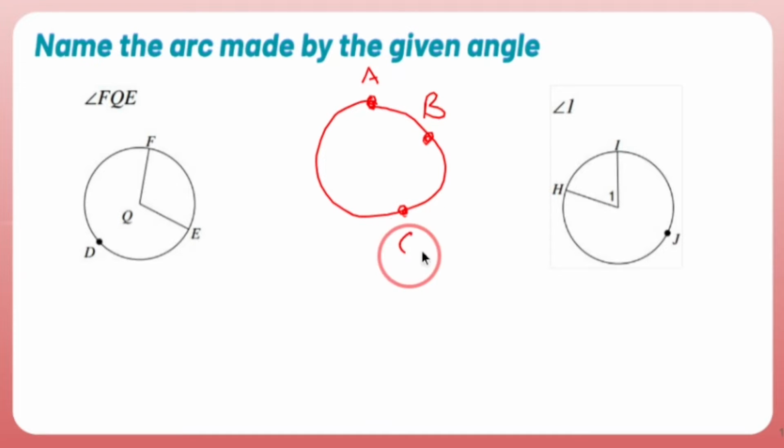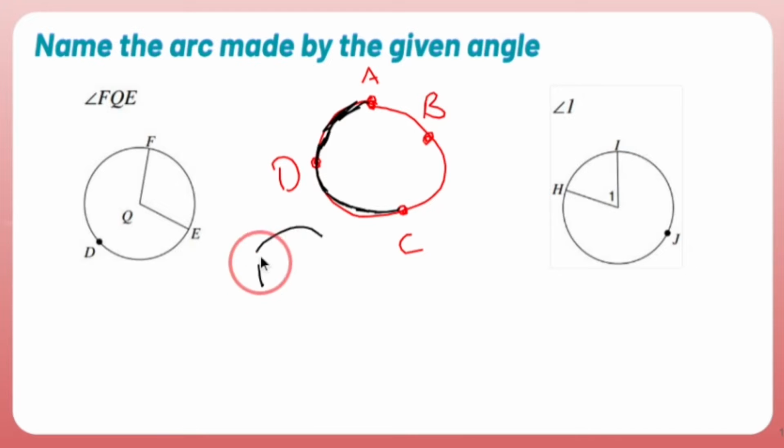But what if I add all these different letters? And what if I want to be more specific? For example, if I were to say arc AC, which way am I going? Do I care about the right side, ABC, or ADC? Well, I can name these. If I want this portion of the circle and I want to name that arc, I would call that arc ADC.